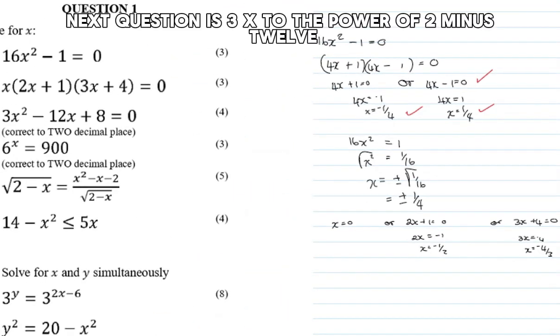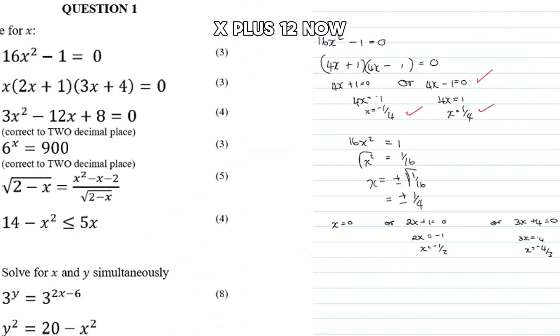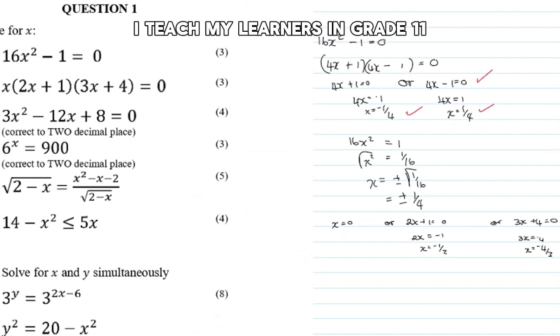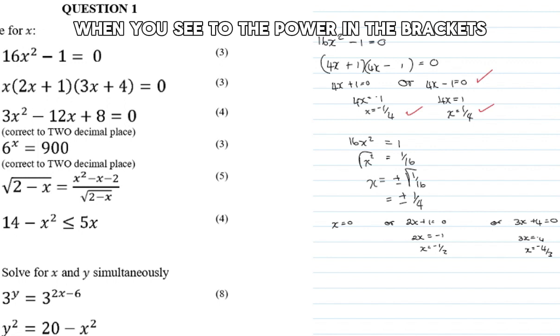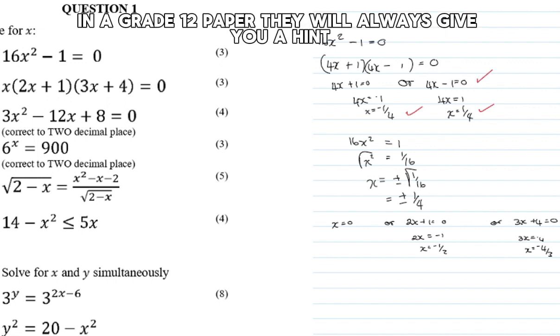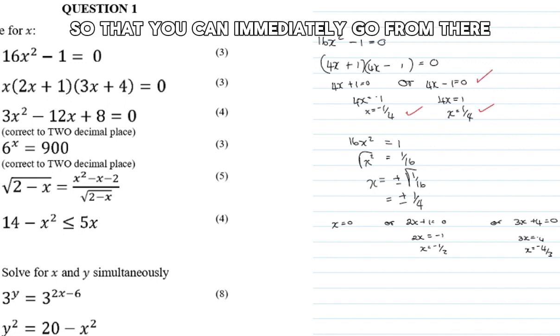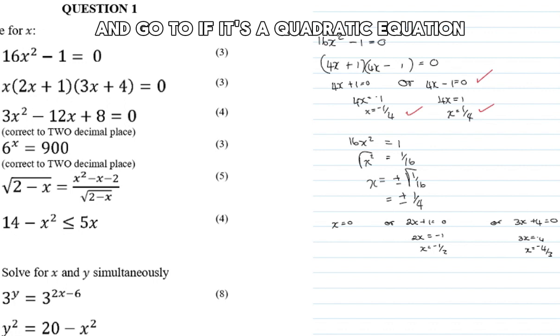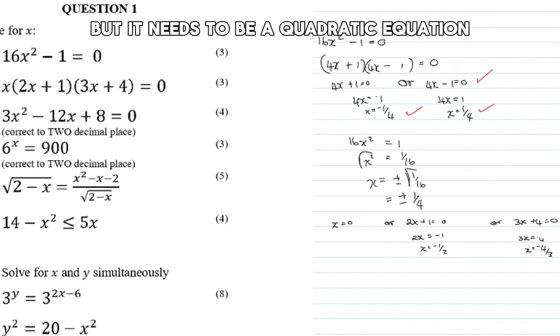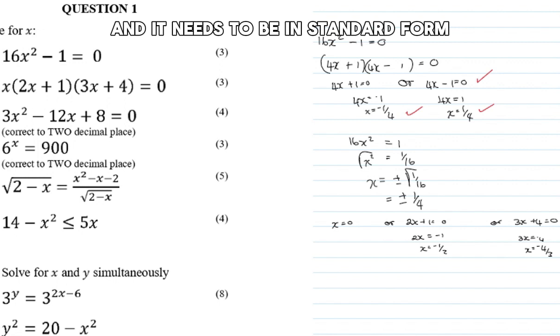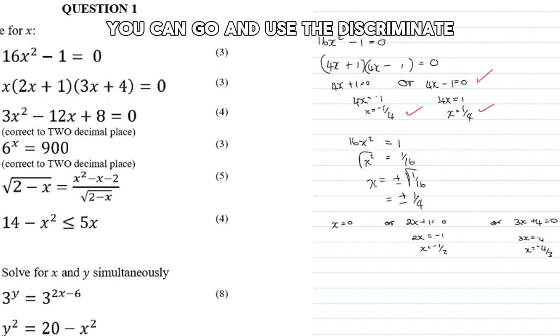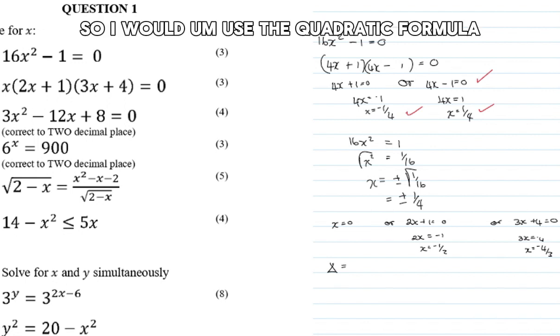Next question is 3x to the power of 2 minus 12x plus 12. Now, I teach my learners in grade 11, when you see the answer rounded in the brackets in a grade 12 paper, they will always give you a hint, correct to 2 decimal places, and then don't even try to factorize. You can immediately go to, if it's a quadratic equation, and it needs to be in standard form, which it is, you can go and use the discriminant. So I would use the quadratic formula.